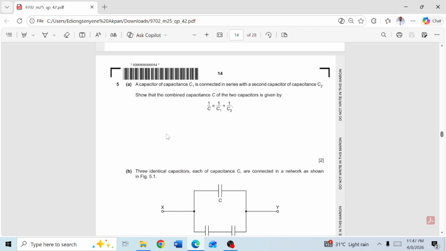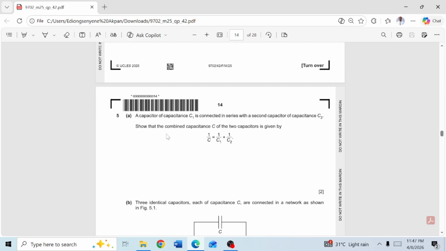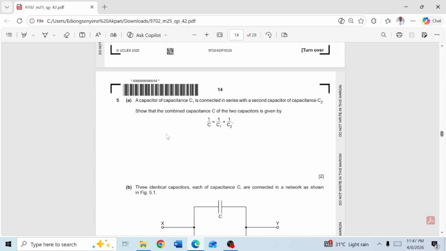This is February/March 2025 paper 4.2. Not just for this series, it cuts across other series. Let's see what you can do here.